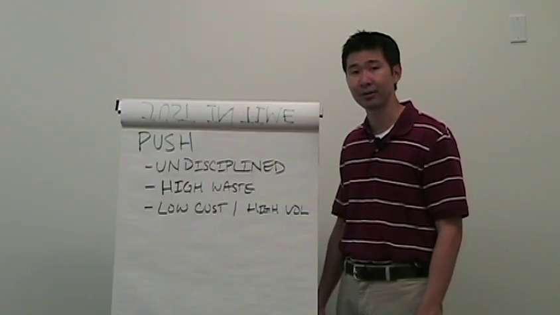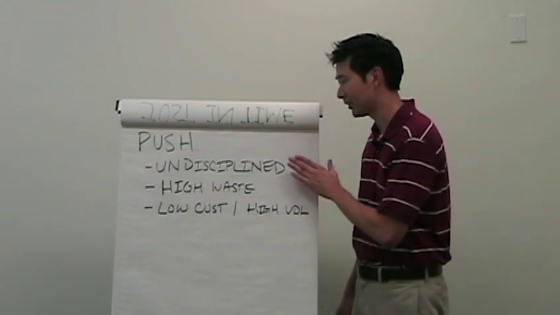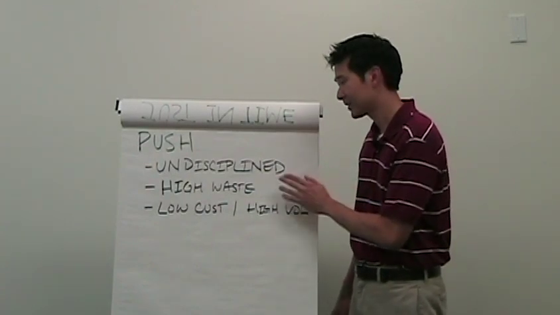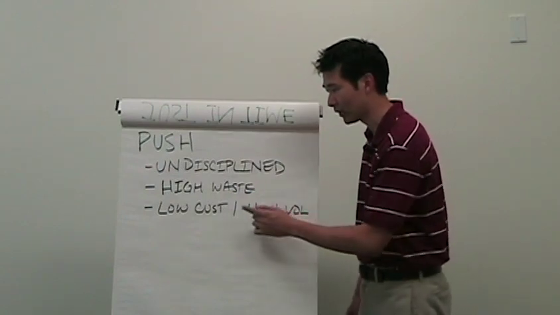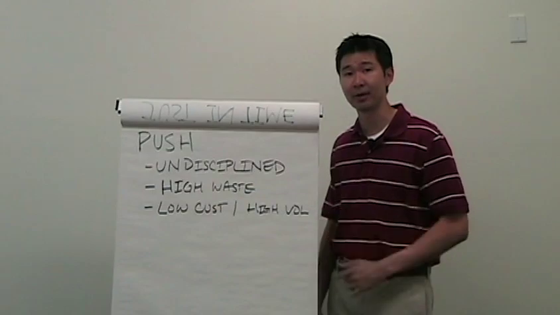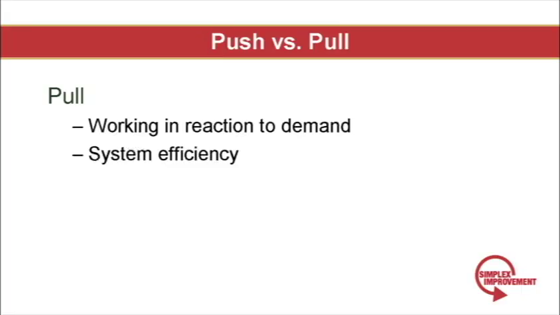So here are some general characteristics about a push system. First of all, it's an undisciplined approach. Secondly, it's a higher waste approach than a pull system, and it works well in a low customization, high volume environment. Now, in contrast to a push, a pull system is working in reaction to a demand.